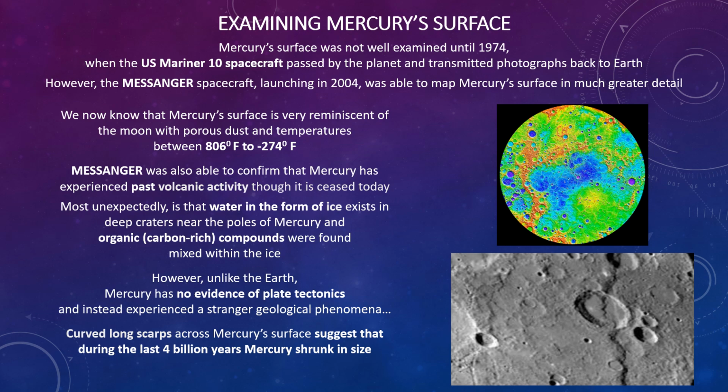However, unlike Earth, Mercury has no evidence of plate tectonics, which means it actually is probably experiencing some very strange geological phenomenon, because when we see these long scrapes along its surface, like on the image on the lower right, this suggests that Mercury may have actually shrunk in size in the past 4 billion years. So very strange geology going on Mercury.